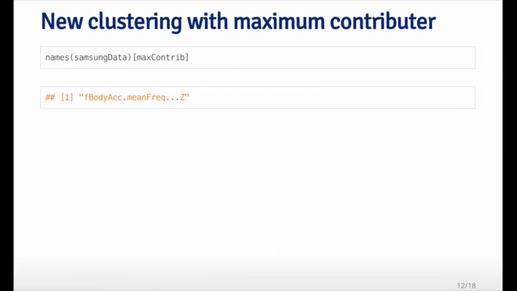So this max contributor was the mean body acceleration in the frequency domain for the z direction. This is the body acceleration for the z direction where they applied a fast Fourier transform, and they give you the frequency components from that. So that's kind of interesting.